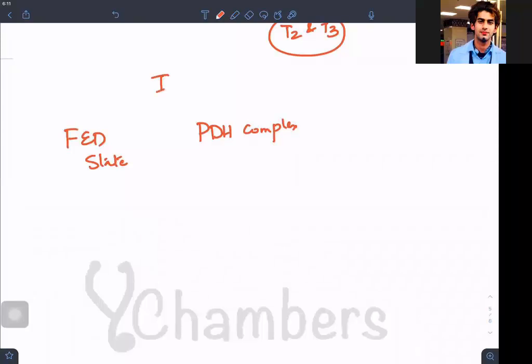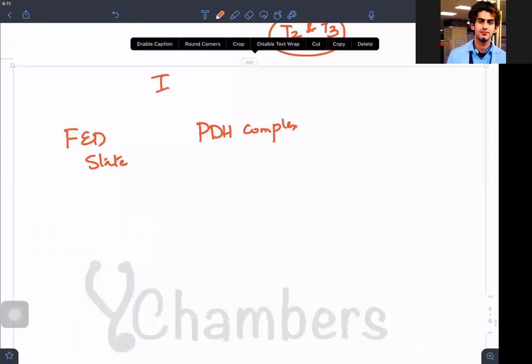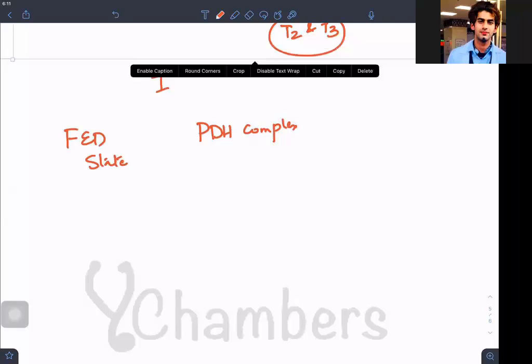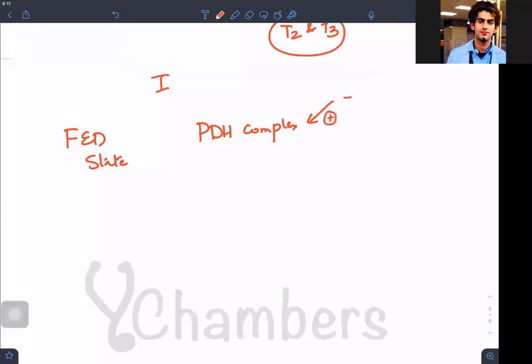So because I am having hyperglycemia after the fed state, postprandial hyperglycemia, I will be having insulin stimulation of the pancreatic beta cells. They will start secreting insulin by that GLUT transporter, and then that insulin will stimulate my PDH. This will stimulate my PDH.